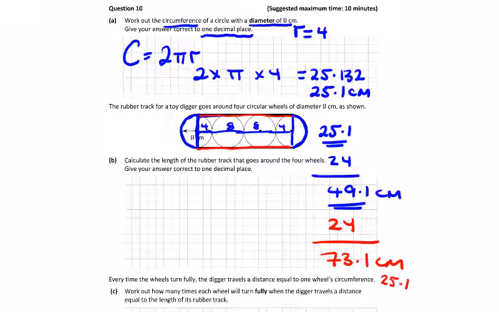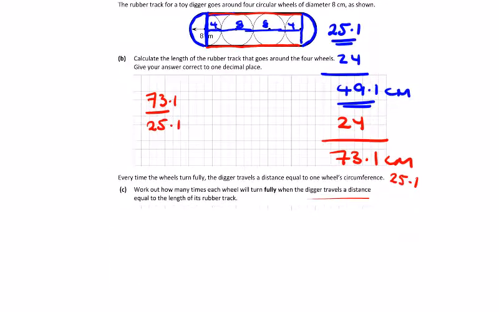How many times will each wheel turn fully when the digger travels a distance equal to the length of its rubber track? Well, that will be 73.1 divided by the 25.1. Are we asked for corrected decimals or anything here? No, just 73.1 divided by 25.1. Nearly 3 times, 2.924 times. So nearly 3 times for how many times each wheel will turn fully.